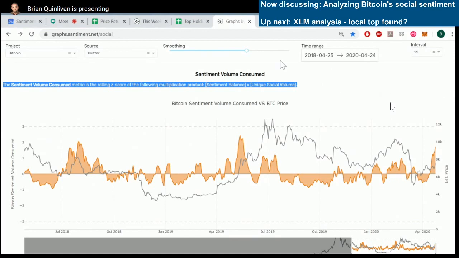Because these types of extremely high levels of social sentiment always indicate heightened volatility. So it could go one way or another, as you can see, but either way, it seems like we're in for a ride over the next couple of weeks.